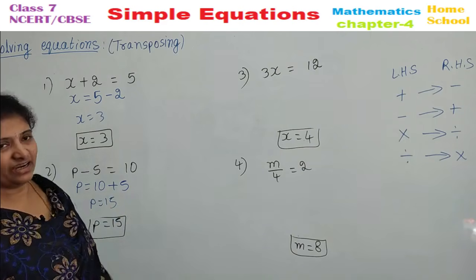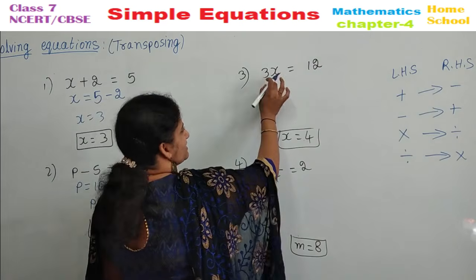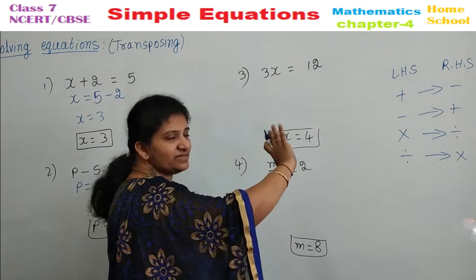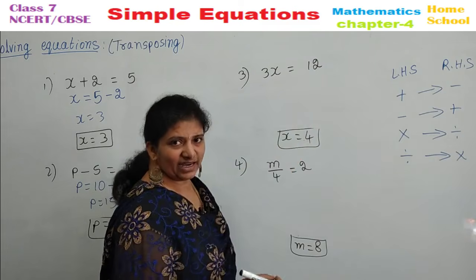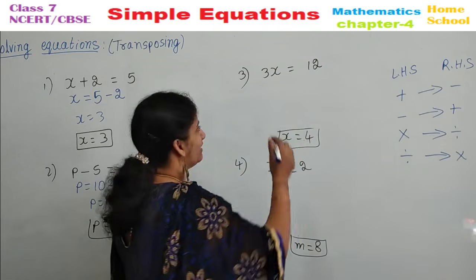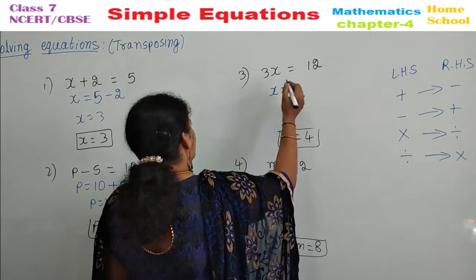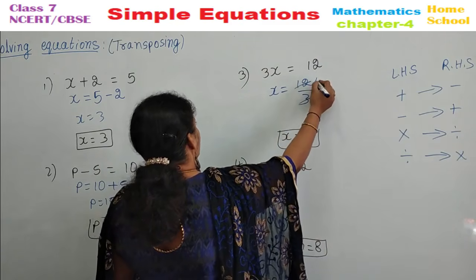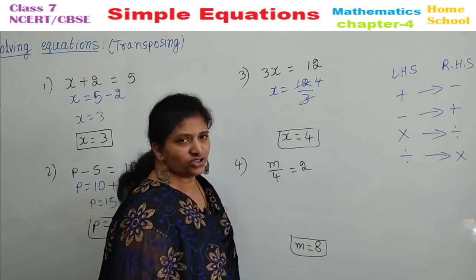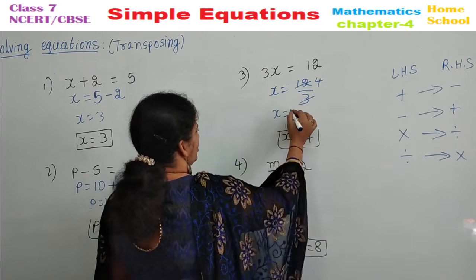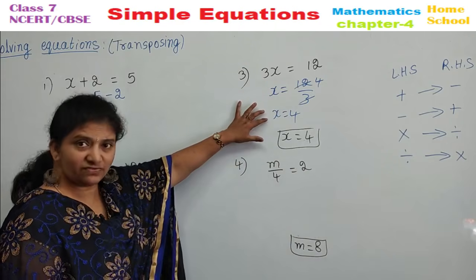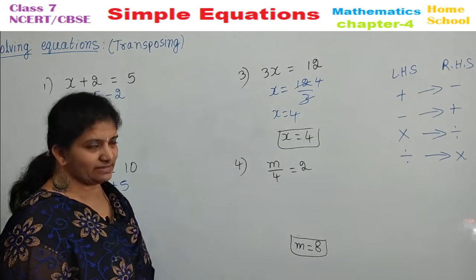Yes? See the third one, 3x, 3 is multiplied. If that 3 is transposed to the right hand side, what happens? It is dividing. x is equal to 12 by 3. 3 table, 3 fours are 12. Therefore, x is equal to 4. Observe here, children, before in the previous method and now in this way also we are going to get the same answer.